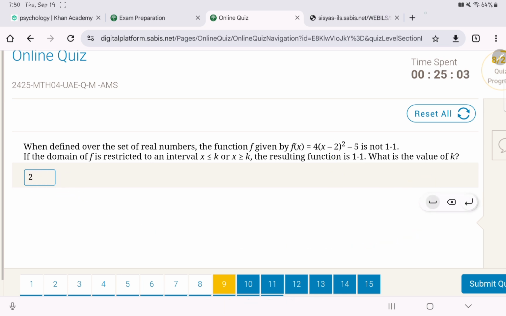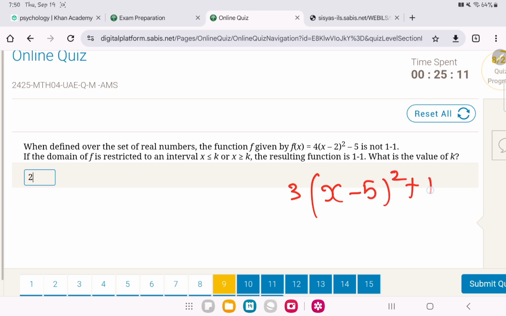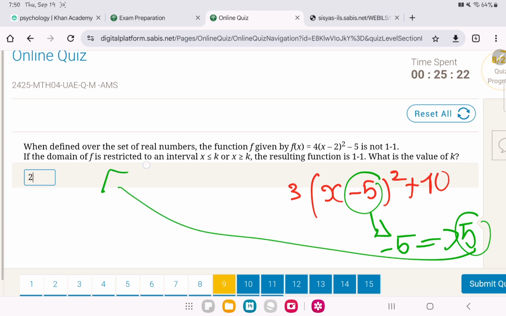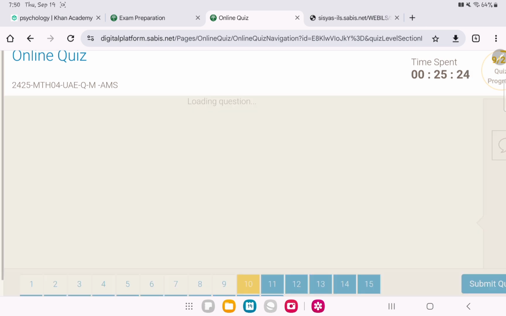So I remember in the exam, I'm just gonna write some other. I remember that the value was -5 squared plus 10, something like this, I think. What we needed to do, we needed to take the -5, and we take the opposite, and so now the answer was supposed to be 5 in that exam.